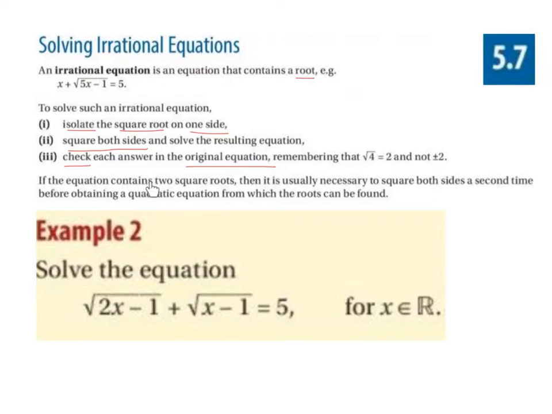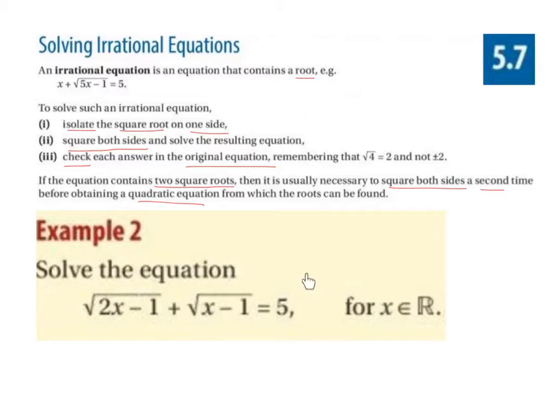If the equation contains 2 square roots, then it is usually necessary to square both sides a second time before obtaining a quadratic equation from which the roots can be found. And in this case, by roots we mean the roots of the equation, so the x values.